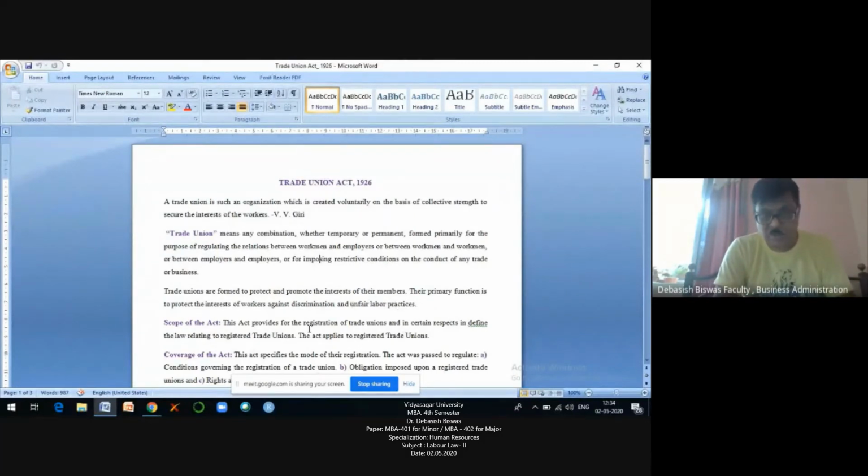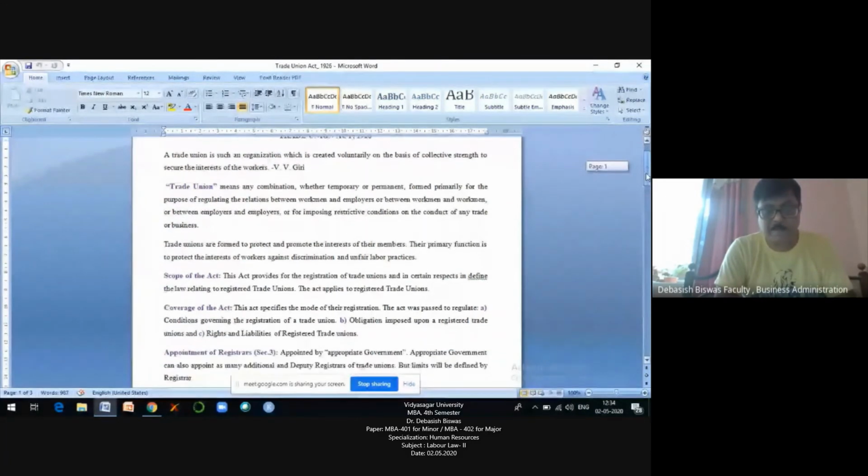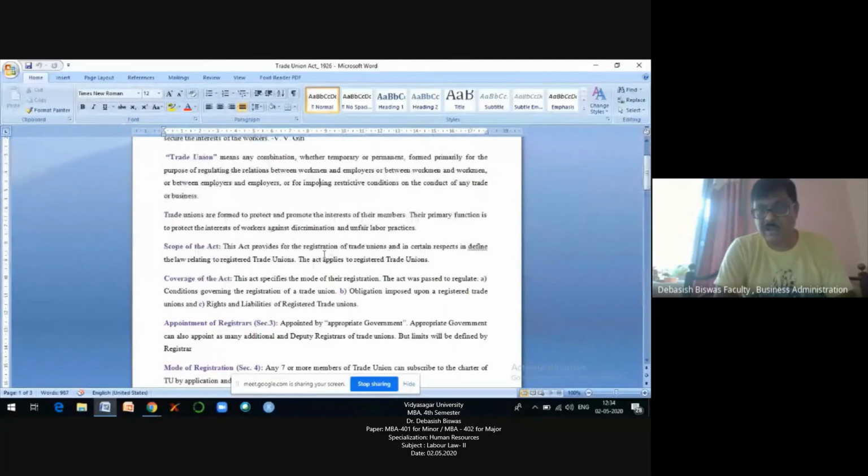And what is the scope of the act? I have already discussed. This act provides for the registration of trade union. If you do the registration, then you will be treated as registered trade union, and the act applies to registered trade union. I have already told you where this act will be applied. This act is applied only on registered trade union. Clear?